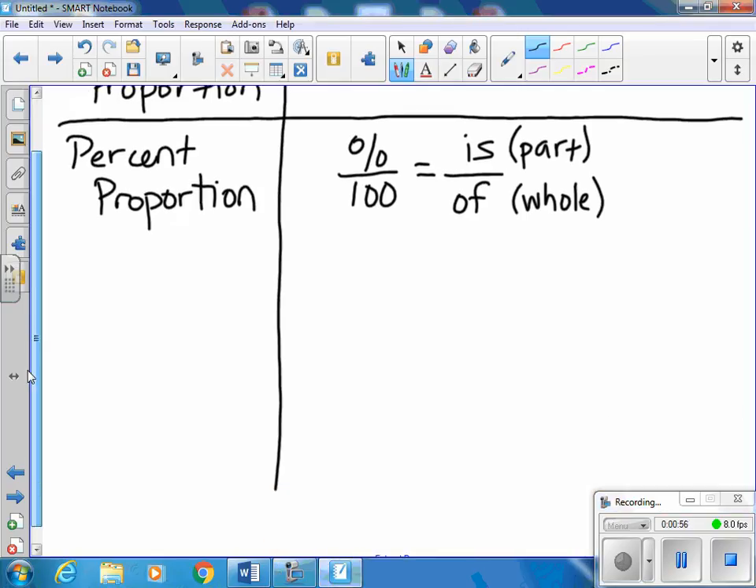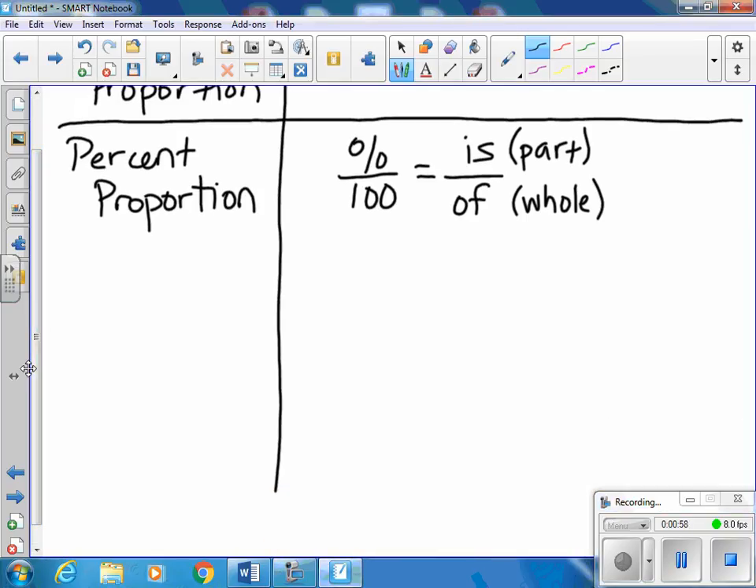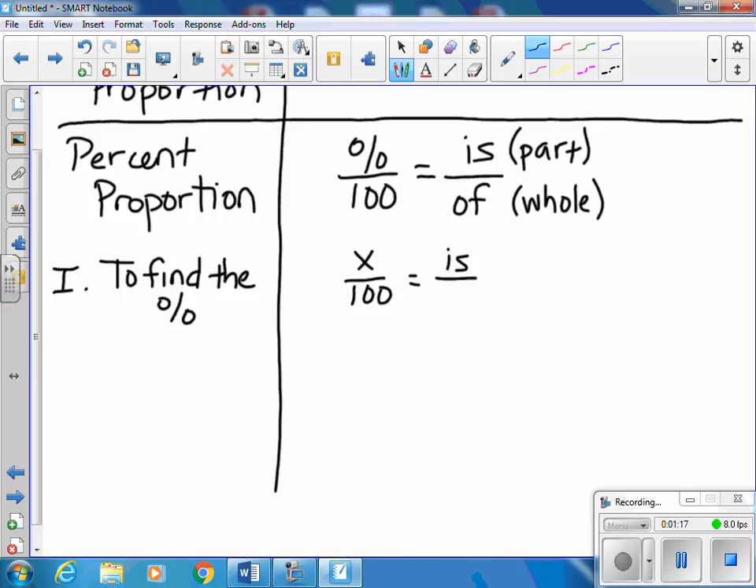In this proportion, there are three things that can go missing. The 100 can never be missing. It's always there. So I'm going to show you three scenarios with an example problem for each one. So the first thing that I'm going to go missing is the percent. So to find the percent, which would look like this: x over 100 equals your is number over your of number. Okay, that's the generic setup, right?